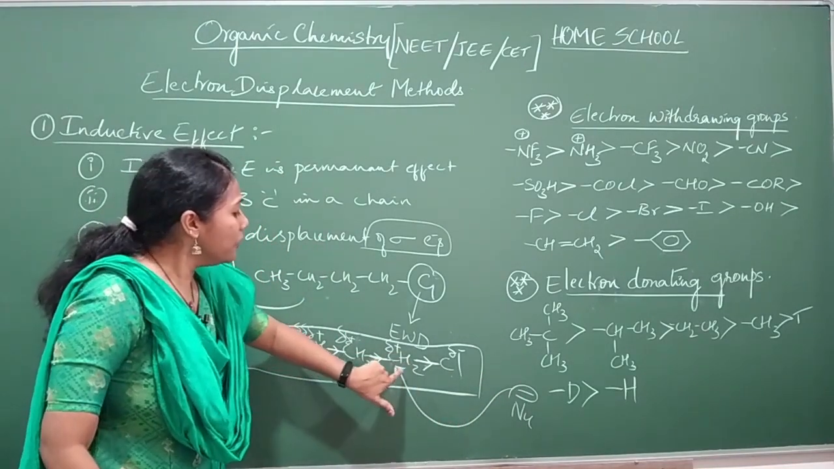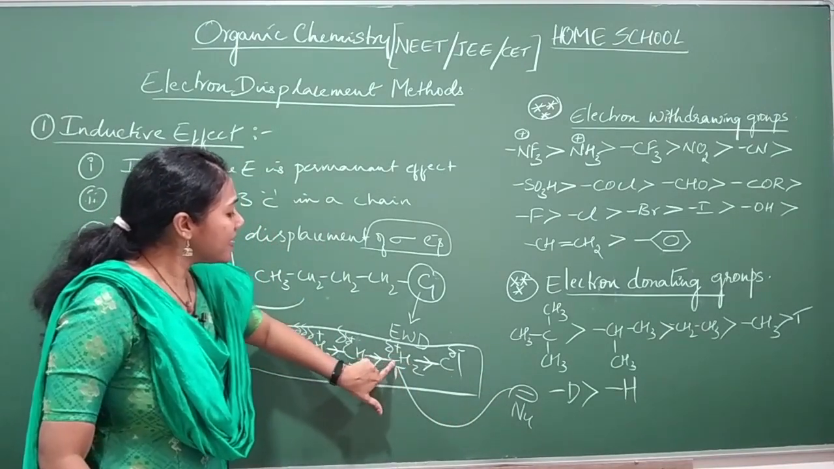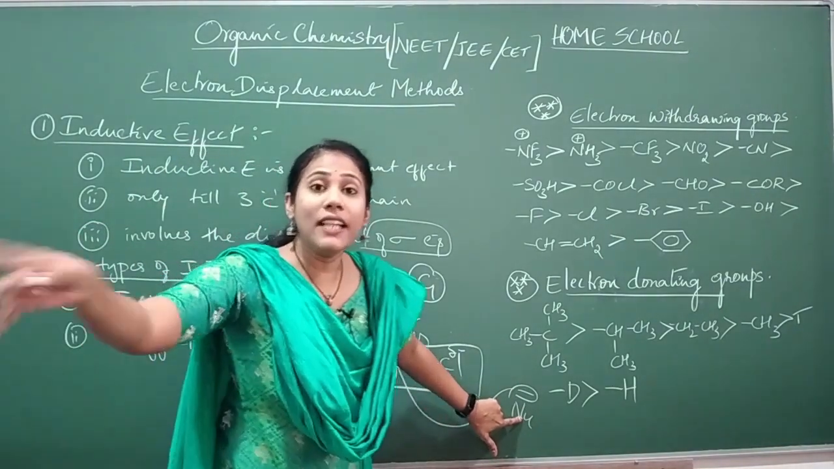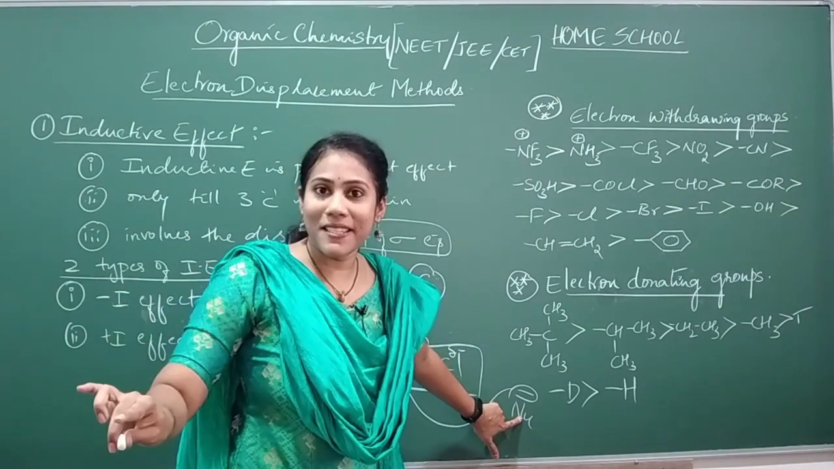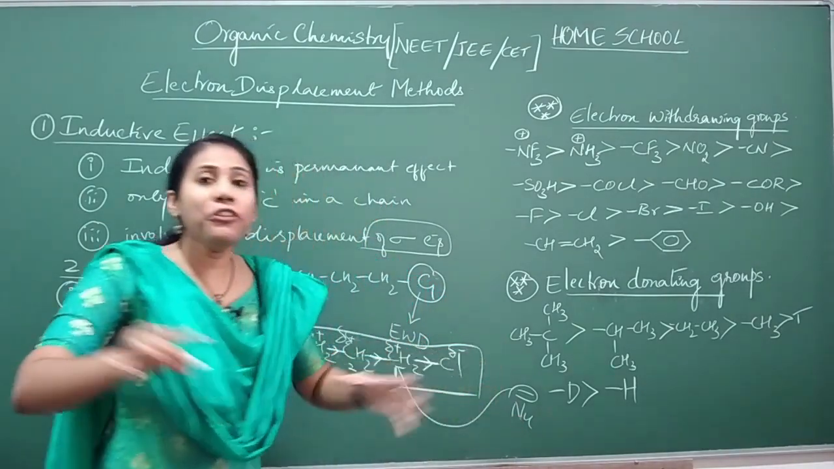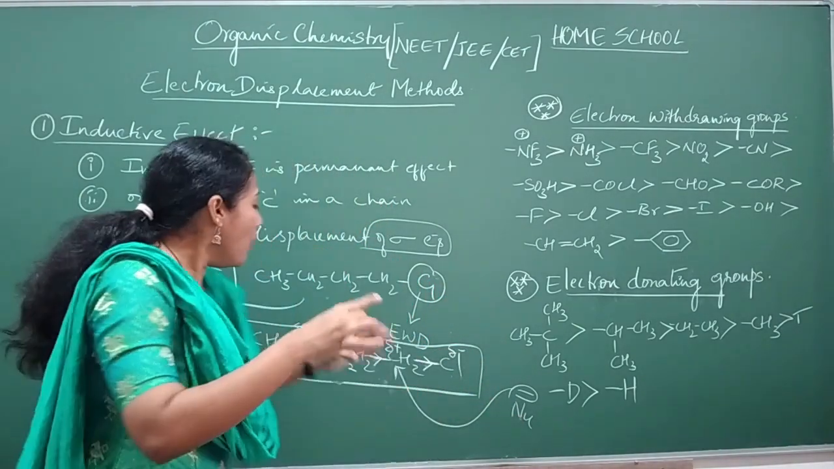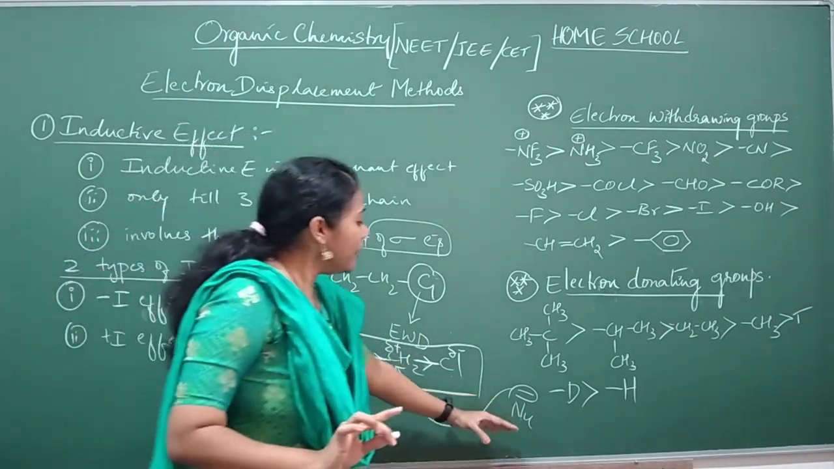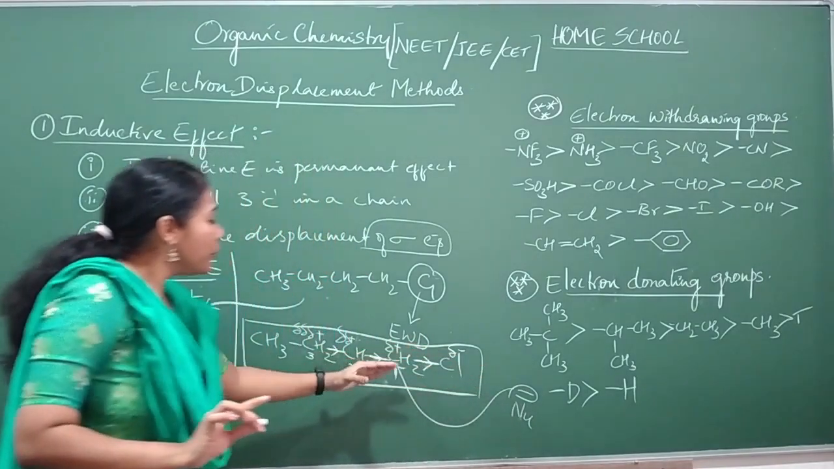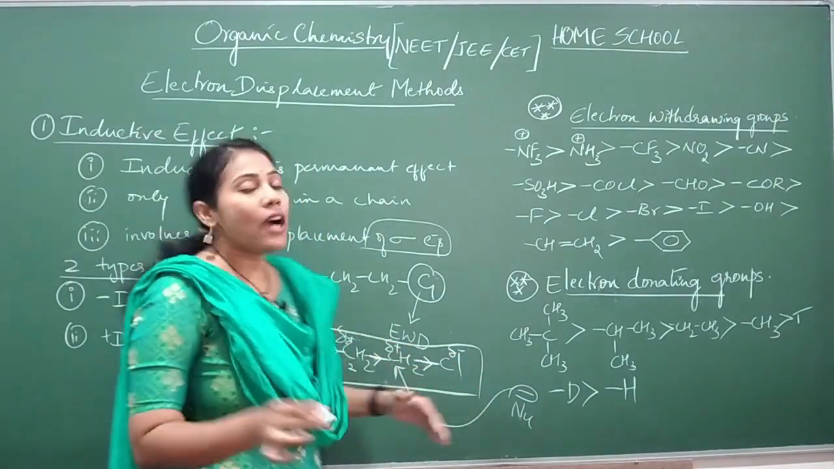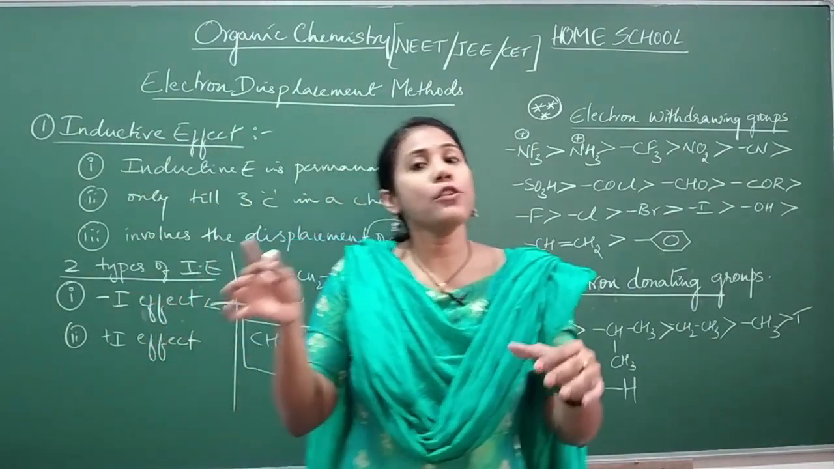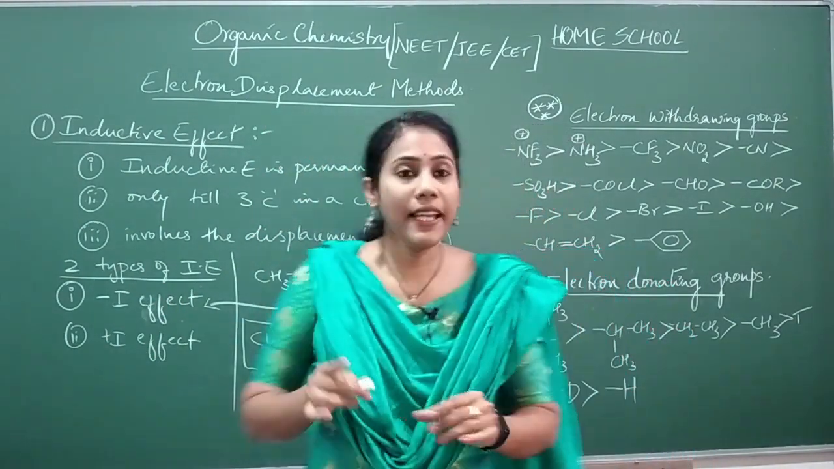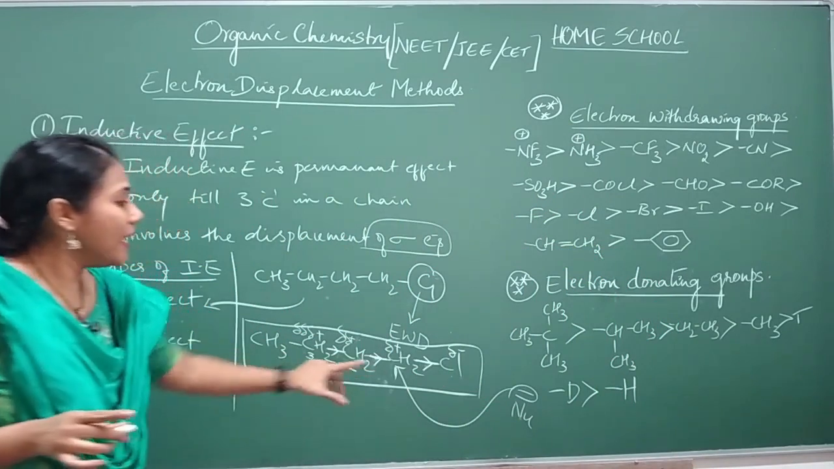So a new bond can be formed between this carbon and this negative guy, so that you get an entirely new chemical substance. This is how you can predict how a molecule behaves during a chemical reaction. Whenever you have an attacking reagent, to which carbon does it go and attack, how it attacks, all these things you can predict if you know electron displacement methods. So understood everybody, the I effect?